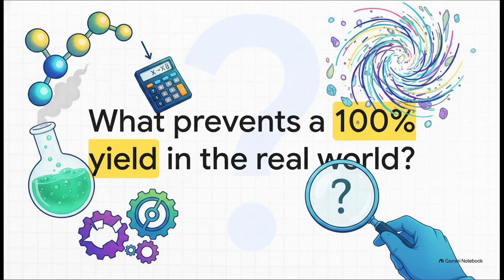Which really leaves us with something interesting to ponder. We've mastered the molar bridge, we know exactly how to find the limiting reactant, and we can calculate precisely what should happen on paper. But if the stoichiometry dictates a perfect mathematical recipe, what hidden variables in the real world will prevent you from ever achieving a true 100% yield? I want you to think about that the next time you step into the lab.